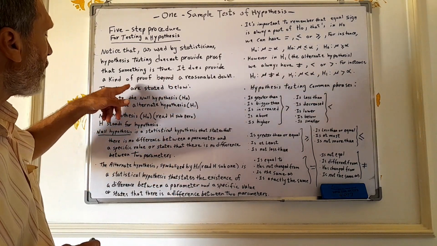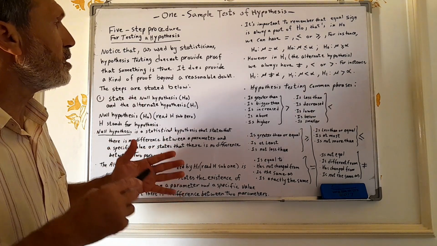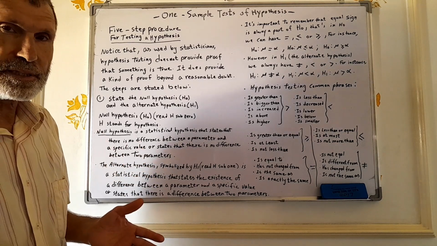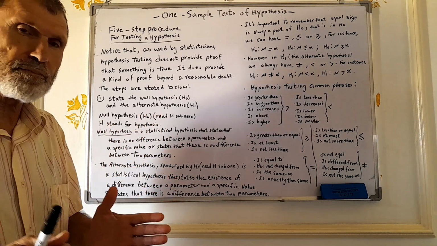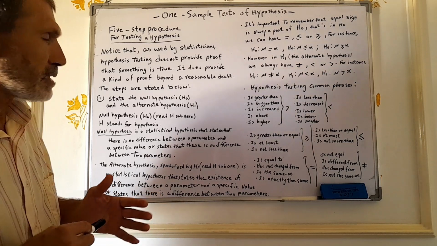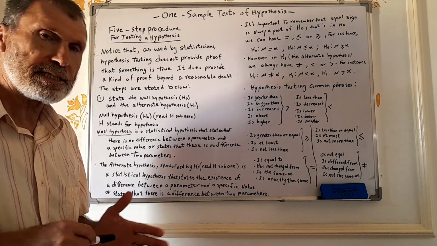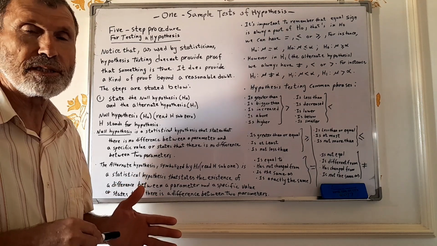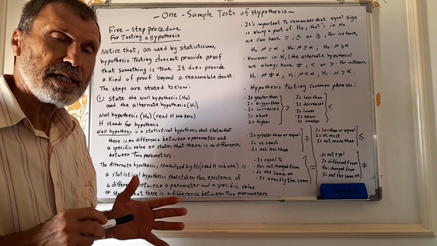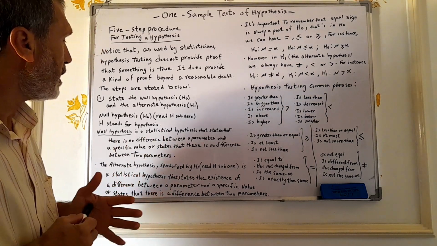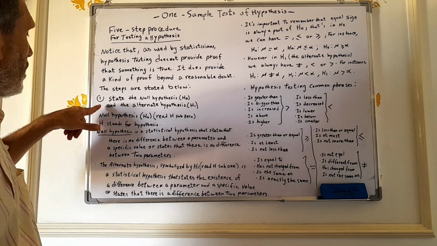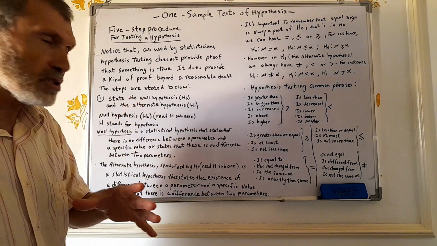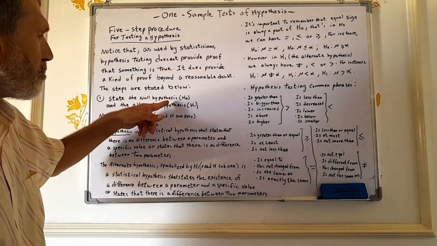It doesn't provide a kind of proof beyond a reasonable doubt. Of course, there are certain steps. Here, we're going to have 5 steps that are used by the statisticians or the researcher in order to test the reasonableness of the statement or the hypothesis.